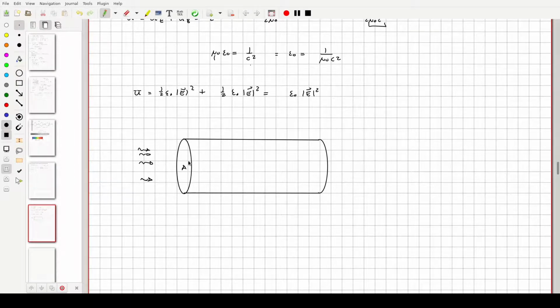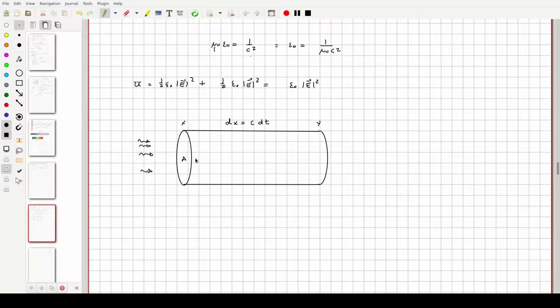It has an area. It hits this, travels through it. So this distance right here, which I'll call dx, is the same thing as c times dt, traveling at the speed of c. So the total volume inside my little cylinder would be the area times the length, and the length would be dx. We'll call this dV.